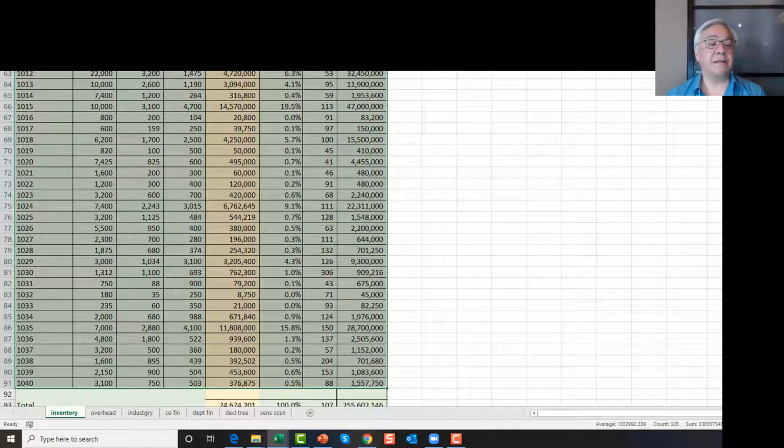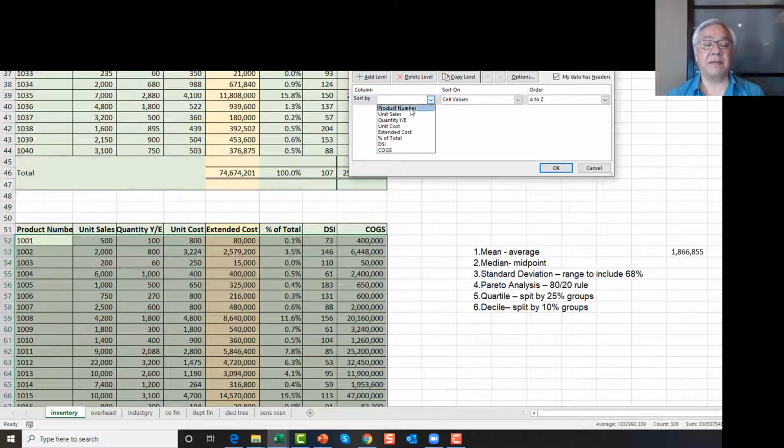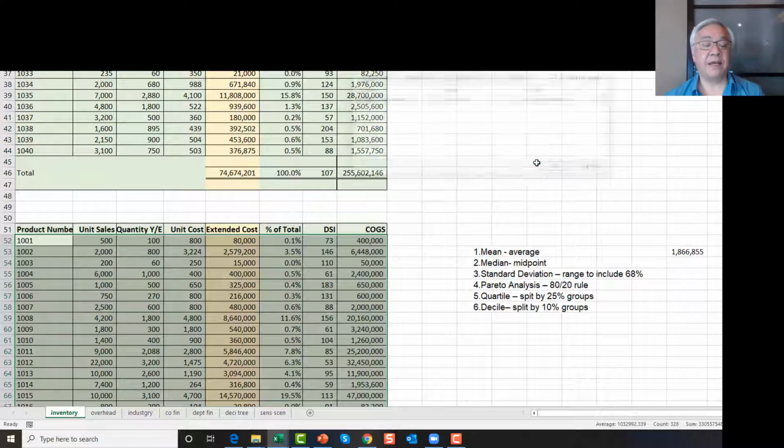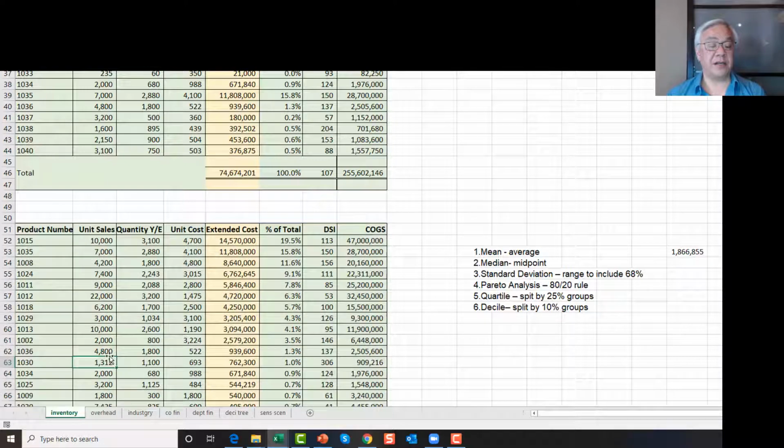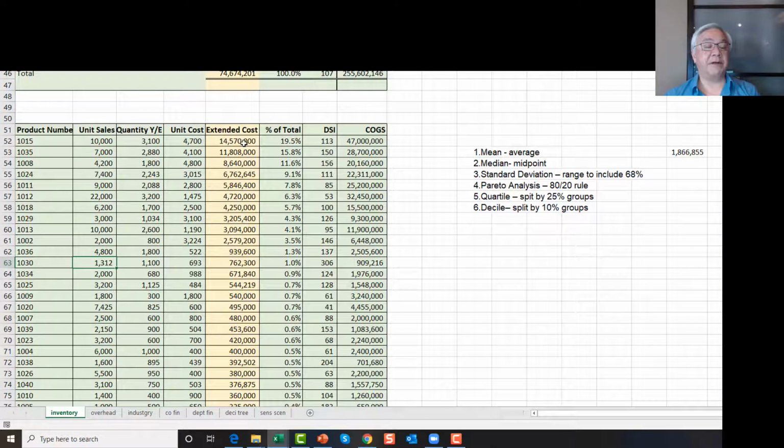And then go to Data, Sort, and select the field I'm interested in, which is Extended Cost, which is the inventory balance that I mentioned, that kind of buff colored column. And we'll do it from high to low and say OK. So it's a pretty simple function, and you can just visually see that it worked. And the largest item in inventory is this unit 1015 with $14 million worth. And now we could do a few things.